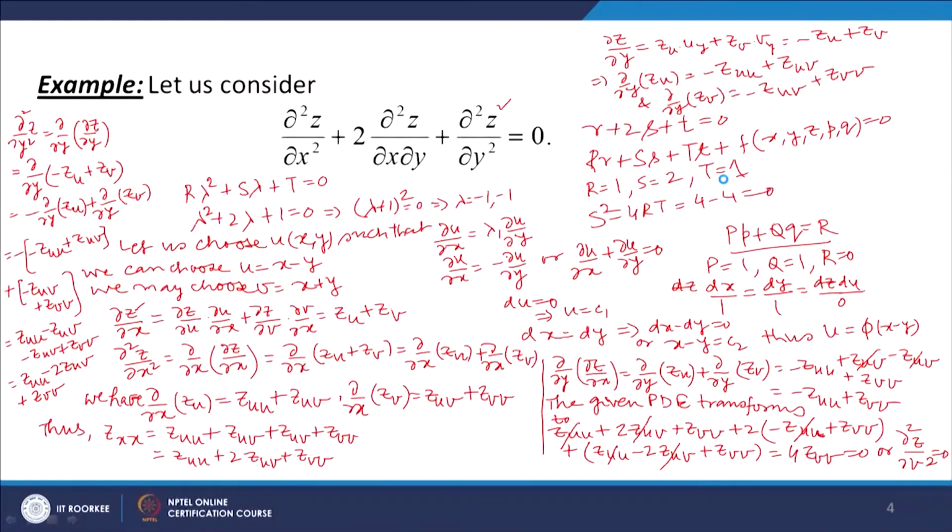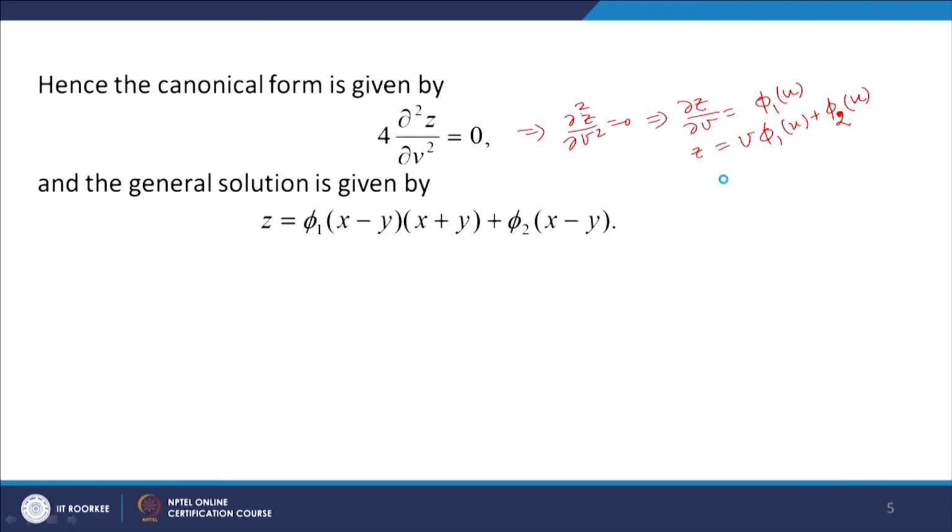Okay. Now, let us see the values of U and V. So the value of U is x minus y, V equal to x plus y. So let us put that. Since U is equal to x minus y and V equal to x plus y, we get Z equal to x plus y into phi 1 of x minus y plus phi 2 of x minus y. So this is the general solution of the given PDE here.